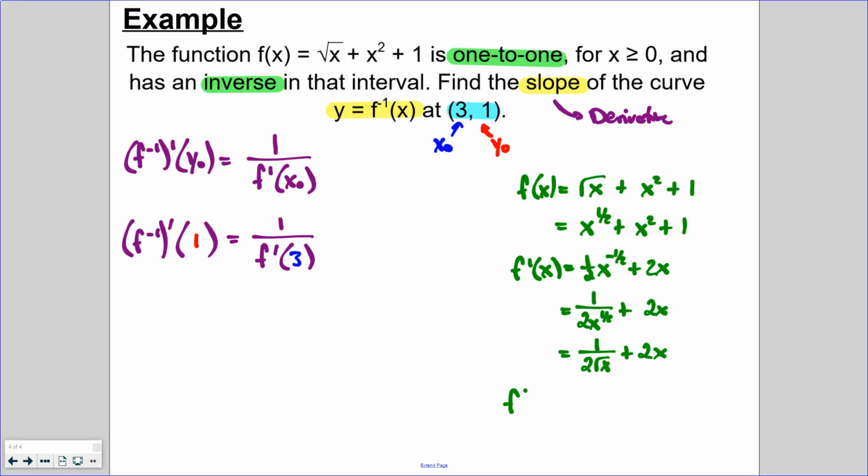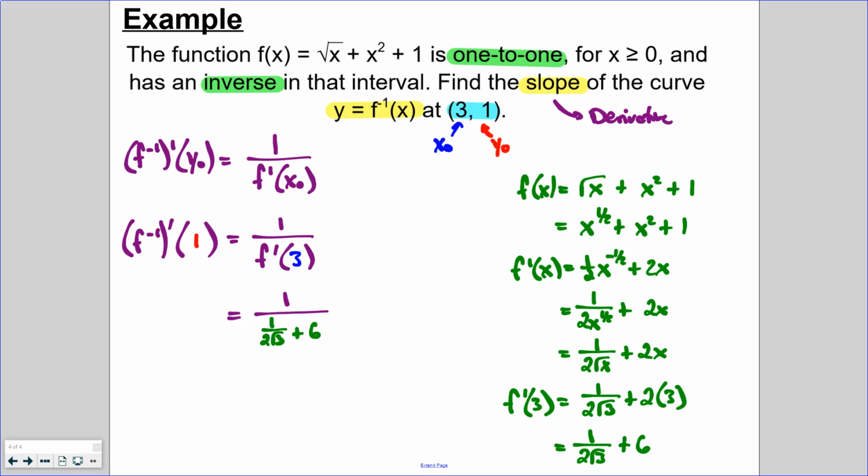Now we can substitute in the x equals 3 term. So we'll have f prime of 3, and that's going to be 1 over 2 radical 3 plus 2 times 3. And we can simplify this a little bit more to be 1 over 2 radical 3 plus 6. So we can substitute that into our formula now. So this is going to be 1 over 1 over 2 radical 3 plus 6.